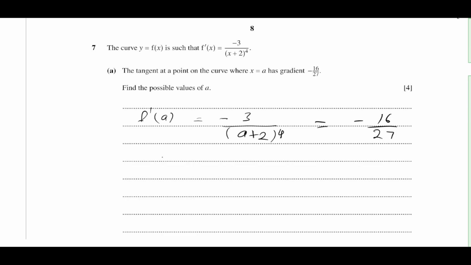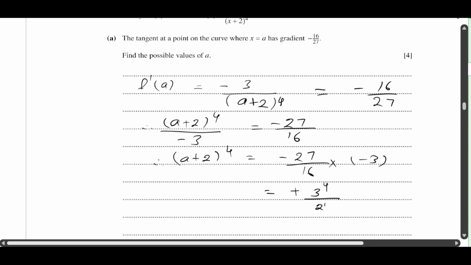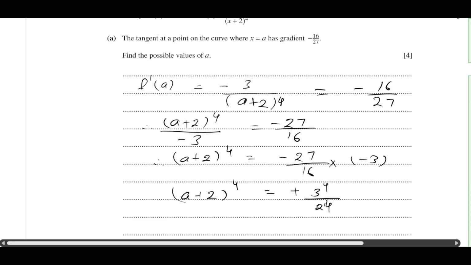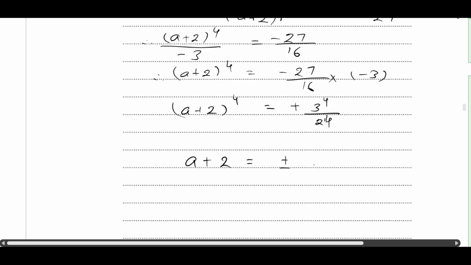Okay, so therefore a plus 2 power 4 divided by minus 3 is equal to minus 27 divided by 16. So therefore a plus 2 power 4 is equal to minus 27 divided by 16 multiplied by minus 3. So it will become minus minus plus. It will become 3 power 4 upon 2 power 4. 16 can be written as 2 power 4. And here it is a plus 2 the whole power 4. So by that I can say, taking the fourth root, a plus 2 is plus or minus 3 divided by 2.